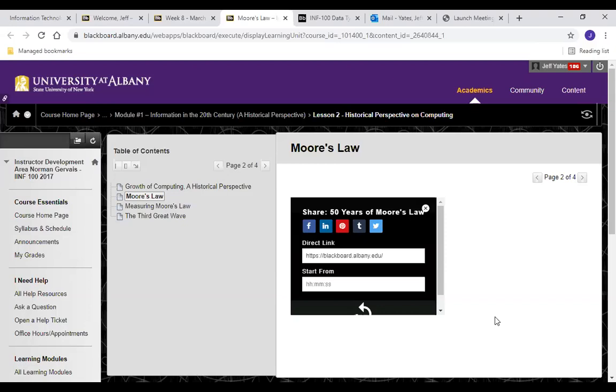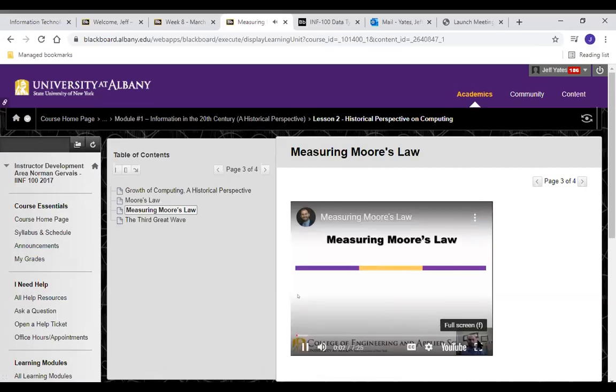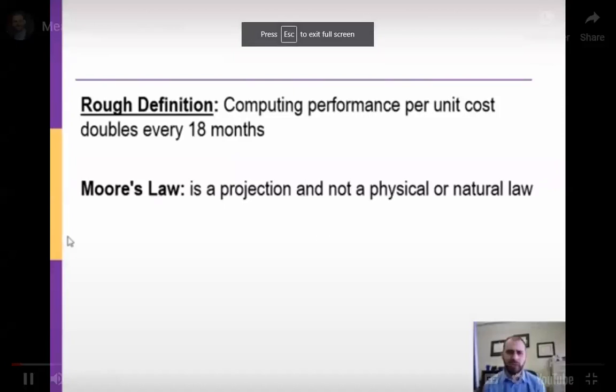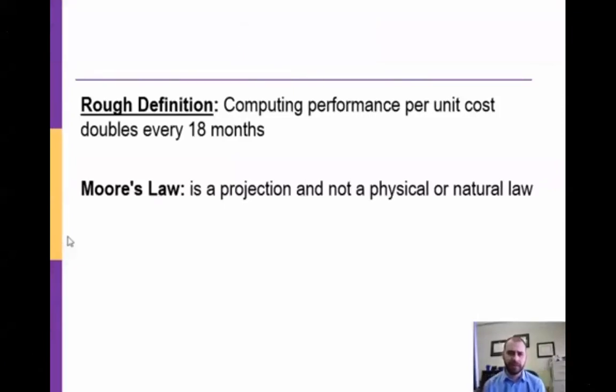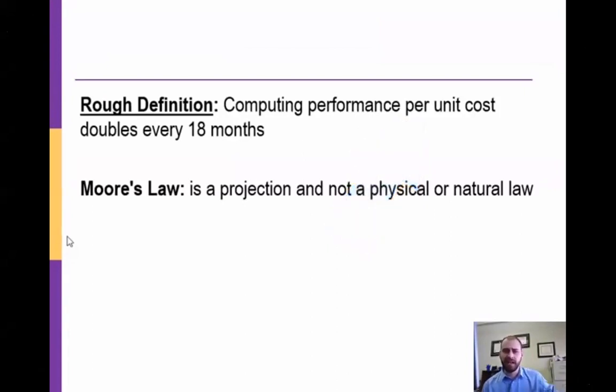All right, so let's go to the next topic: measuring Moore's Law. So let's look at how we could go about measuring Moore's Law. Well, just to recap, Moore's Law states roughly that computing performance doubles every 18 months. This is doubling, holding the cost of performance constant. So in other words, if you have $1,000 to pay for a piece of computing, you would get roughly double the performance if you waited 18 months. And so on. Moore's Law is not a natural law. It's not a physical law. It's a projection. It's a pattern that's been shown to hold true over many decades. And we're going to examine that in a little bit more detail.